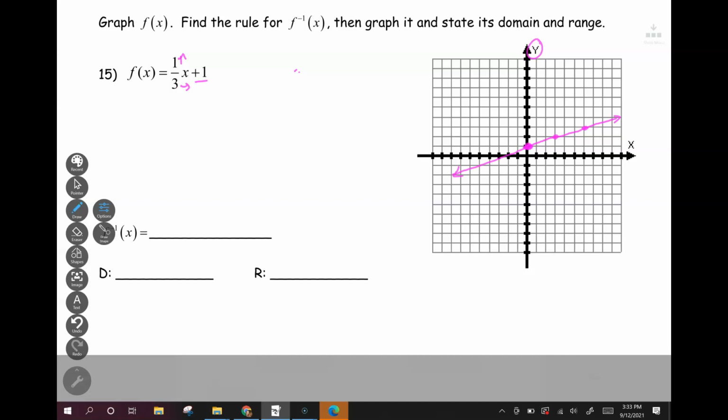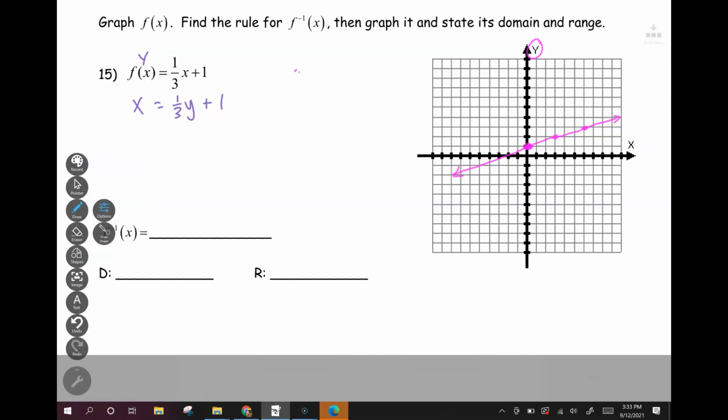All right, let's get the inverse. The rule for the inverse: to do that, remember you're going to switch x and y and solve for y. So this is the same thing as y. I'm going to put an x there, and instead of x, I'm going to put y. Now let's solve for y.